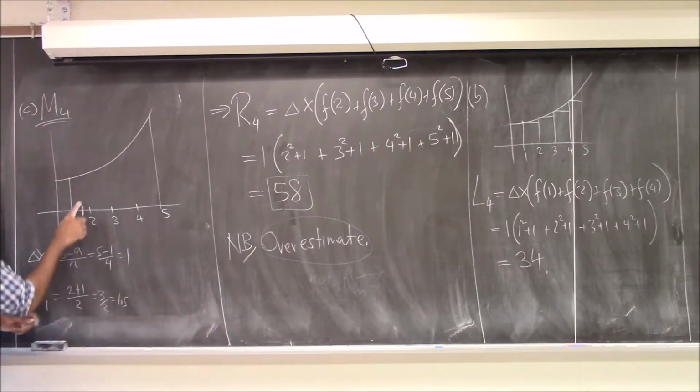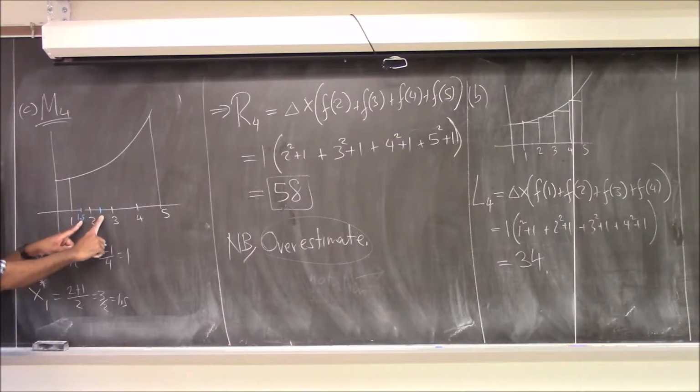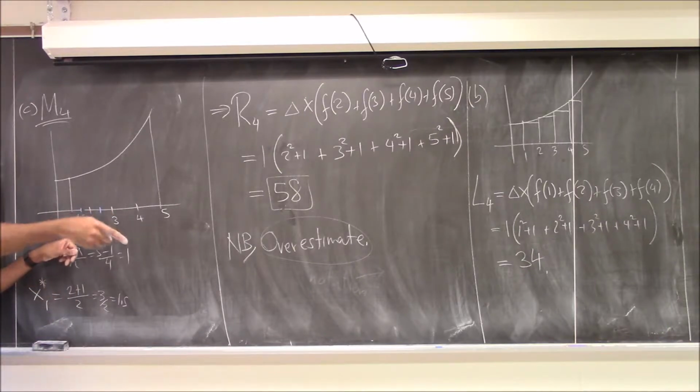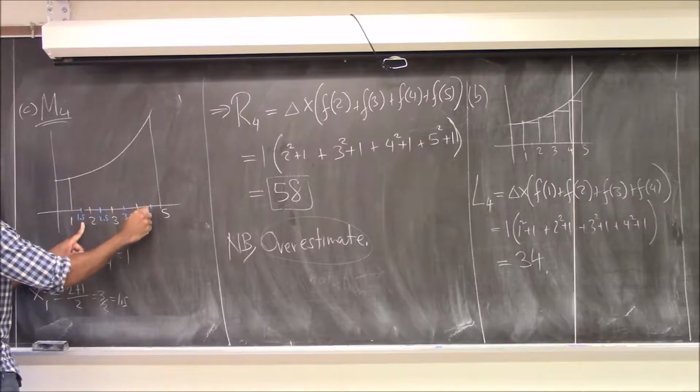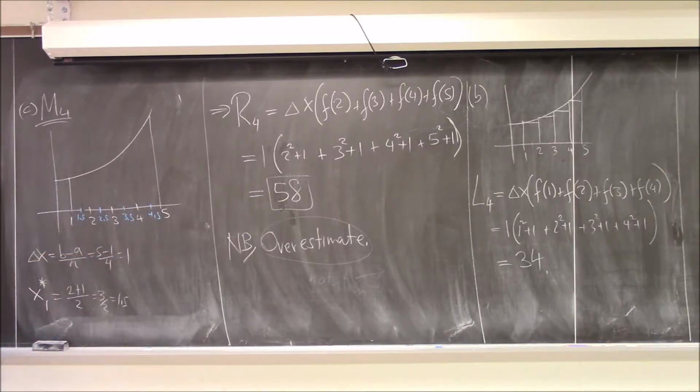Let me put that in a different color. So this is 1.5. And the distance between successive midpoints would also be delta x. So you can start at 1.5 and keep adding 1. So that'll be 2.5, 3.5, 4.5. Right? And now those are the numbers that I'm plugging in for my midpoints.